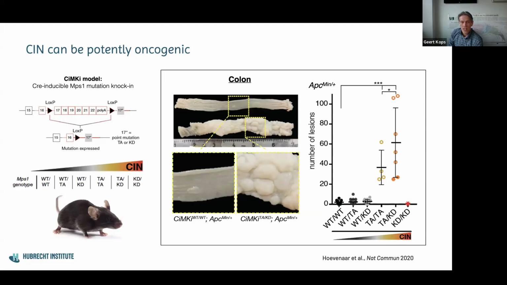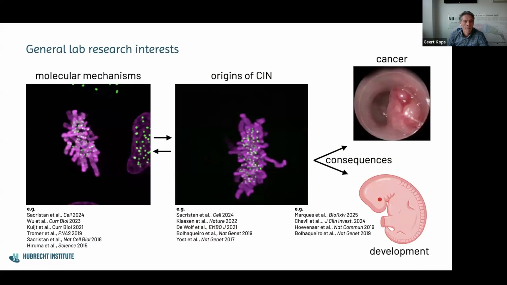So this can be quite oncogenic. We also showed in this paper, published 6 years ago, that chromosome instability by itself, without the APC mutation, can also cause colon adenomas. These, I think, are the main arguments for thinking that chromosome instability, and most likely also the related aneuploidy, can be oncogenic.